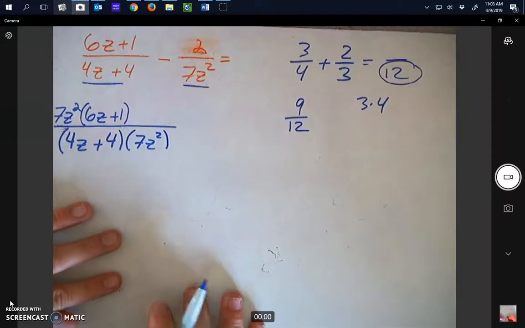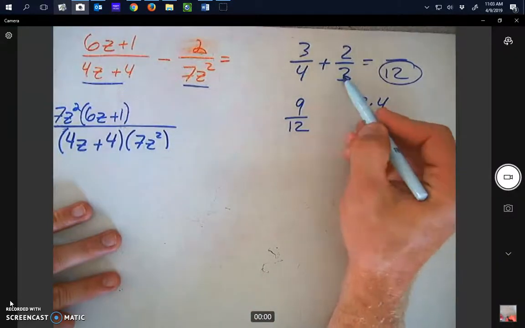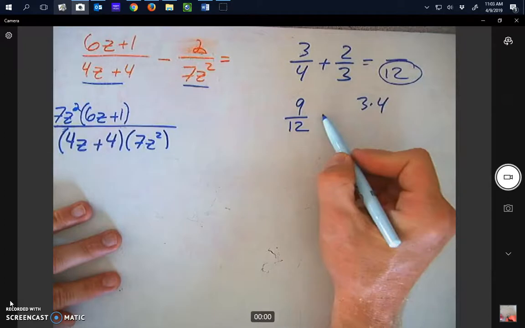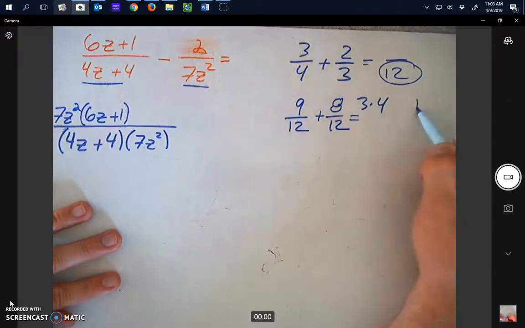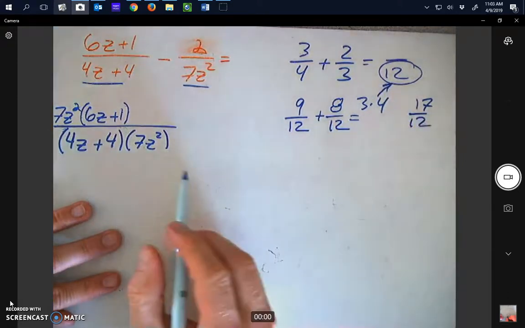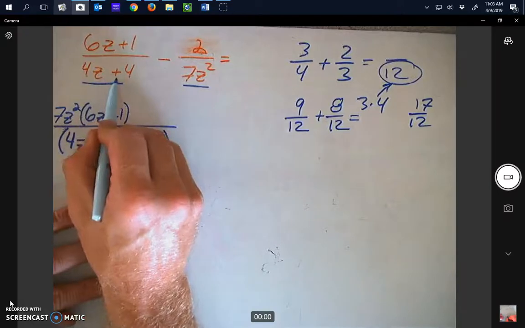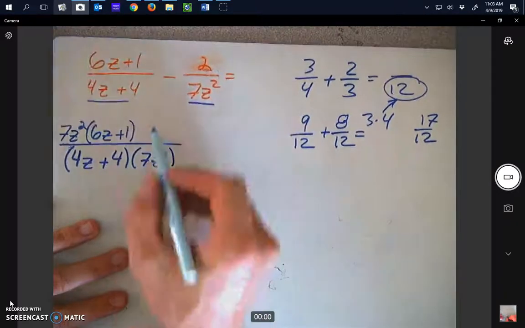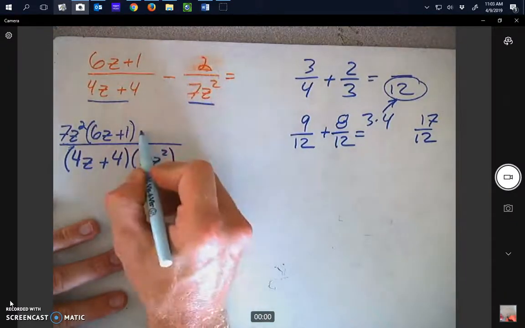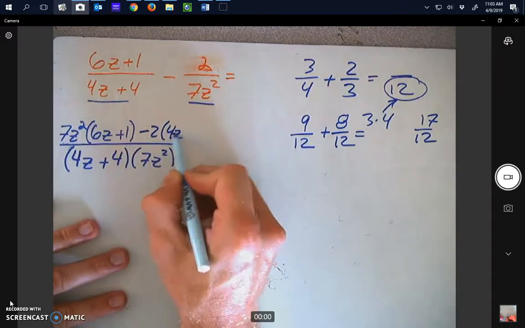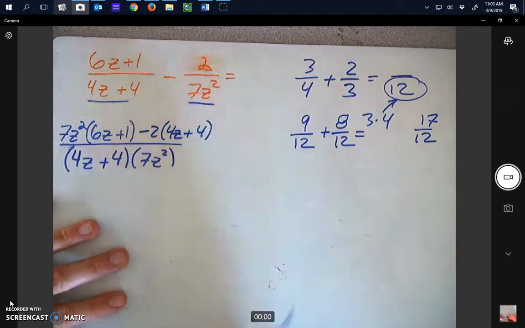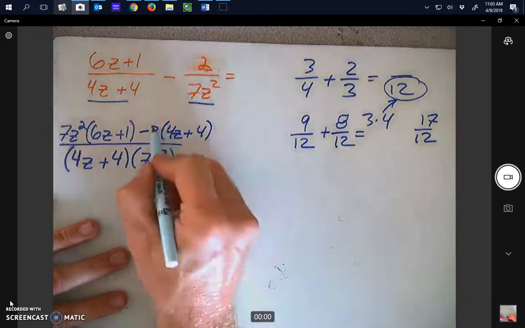We also need to do, like earlier, 4 times 3 is 12. Well, 4 times 2 is 8. So we get 8 over 12. And then we add these up and we get 17 over 12. This is from there before. So we also need to do 4z plus 4 times 2. So we have our minus 2. Don't forget that negative. Times our 4z plus 4.